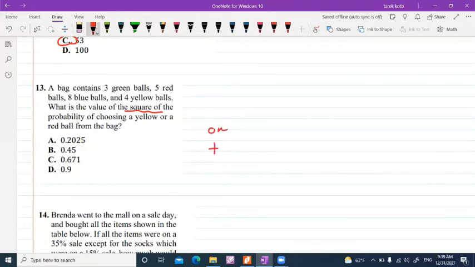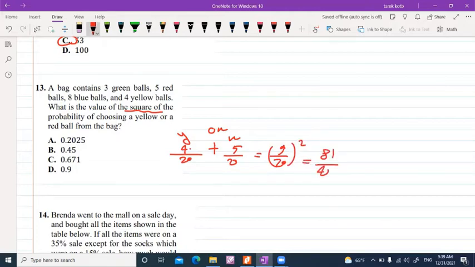The yellow, what's the probability of choosing yellow? The probability of choosing yellow is 4 over 20. And the red is 5 over 20. So the total is 9 over 20. And we want to get the square of this probability, means 81 over 400, which is in decimal 0.2025.